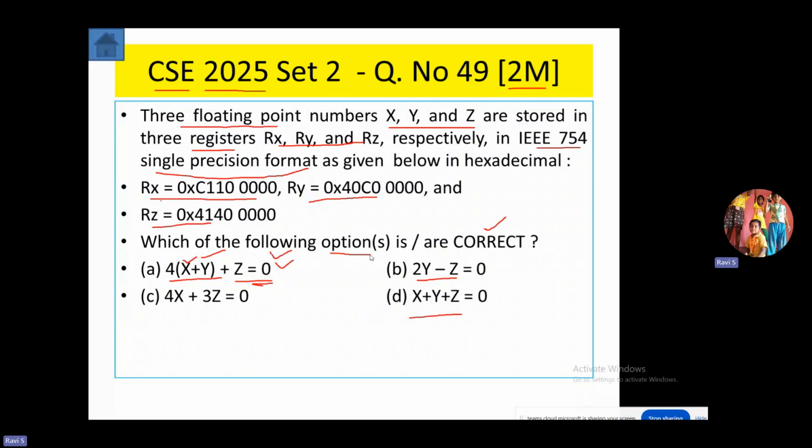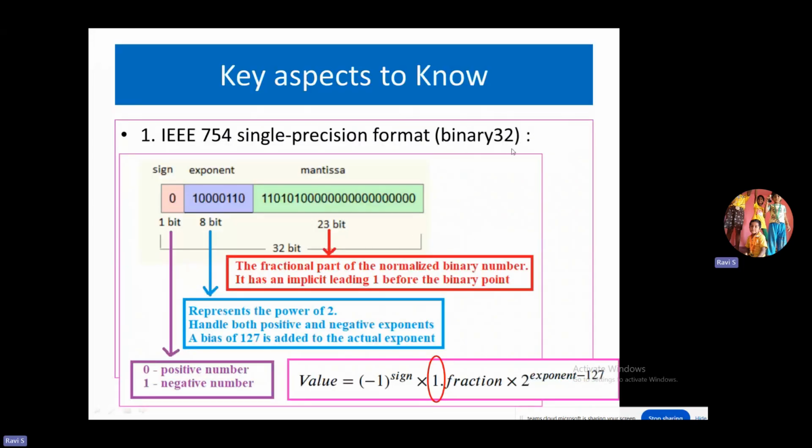In order to solve this problem, we need to be familiar with the IEEE 754 single precision format. It's a 32-bit representation in terms of binary. Here the first digit represents the sign. It has 2 possible values: when it is 0, it's a positive number, and when it is 1, it's a negative number.